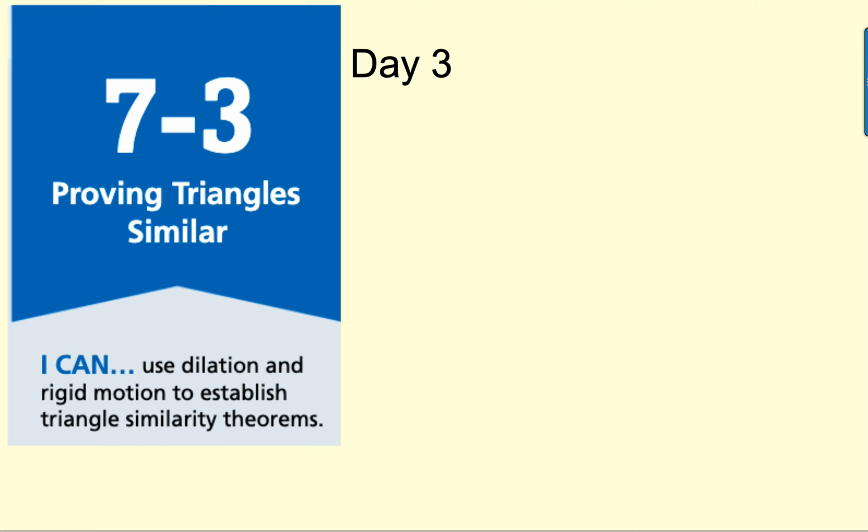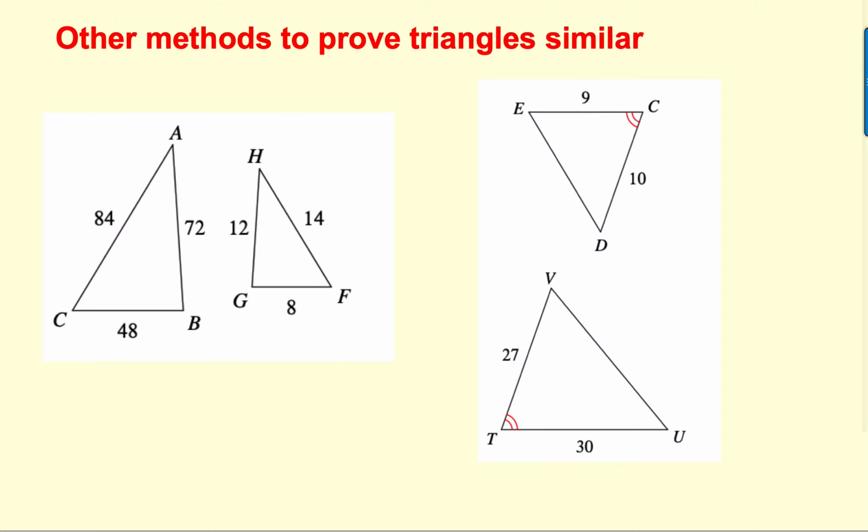I can use dilation and rigid motion to establish triangle similarity theorems. We will be looking at two more shortcuts to prove triangles similar. One will involve knowing three sides of one and three sides of another and showing that they are in proportion. The other method is when we're working with two sides and an included angle, where the other two sides are in proportion and the included angles are congruent.